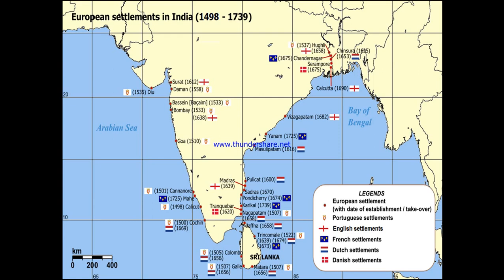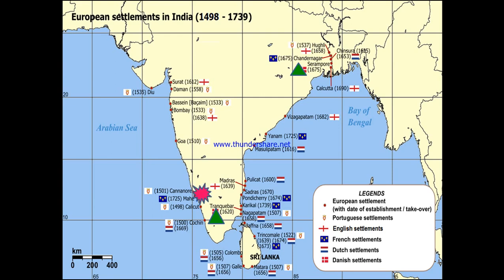So now we will learn about the trade centers established by the Danish. One is Tranquebar, one of the important trade centers, which is located in the area of Tamil Nadu. The second trade center established by the Danish traders was Serampore, which is located in West Bengal. So these were the two important trade centers established by the Danish traders.